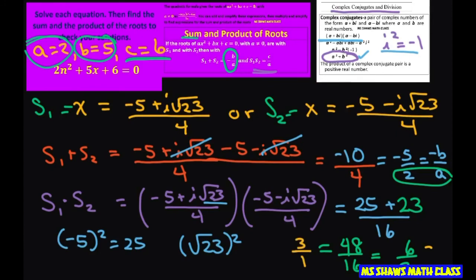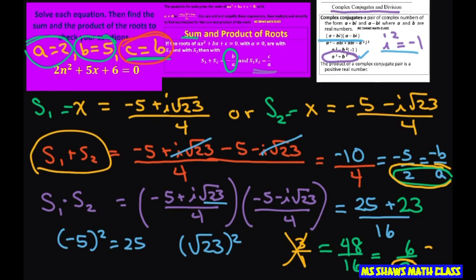The problem is we want our a's to be the same. We already know our a is 2 based off our sum. So that's why you want to do the sum first. We need our a to be 2, so you don't reduce it to 3 divided by 1. You reduce it to 6 divided by 2. And that does give us our c equals 6 here.